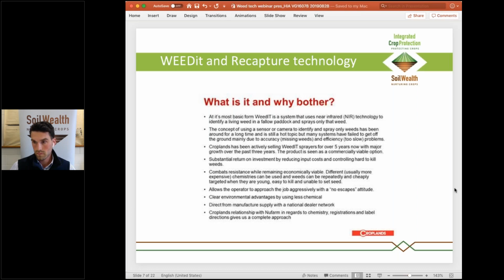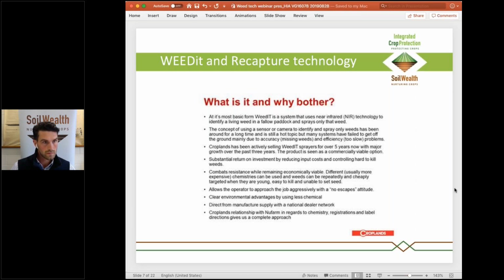So WEEDit's going to let us give our normal glyphosates, our Basta, a bit of a rest, and we can start going into different chemistry. So we can start getting on top of the resistant weeds that we're having issues with in our crops. That's the beauty of WEEDit. It's such a simple system.